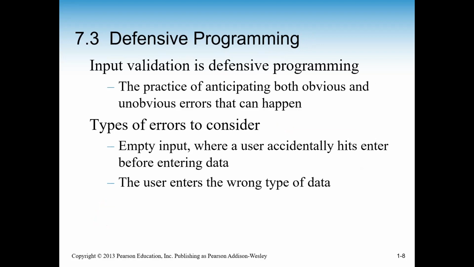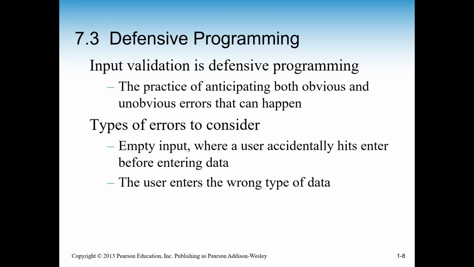Defensive programming. Input validation is defensive programming, the practice of anticipating both obvious and unobvious errors that can happen. Sometimes this is difficult, right? Sometimes you can anticipate some things, but there are things where you think, wow, I never even thought that could happen, and that's certainly very valid. Humans make mistakes and humans write code. Therefore, code will eventually have mistakes. I mean, that's just nature. It's part of how it is.